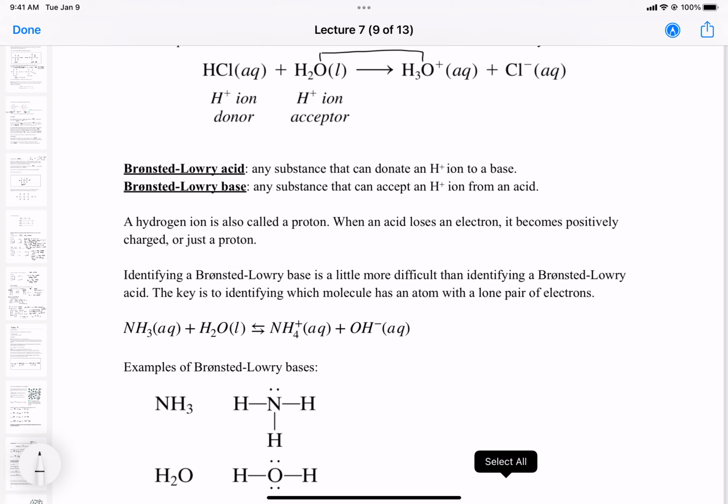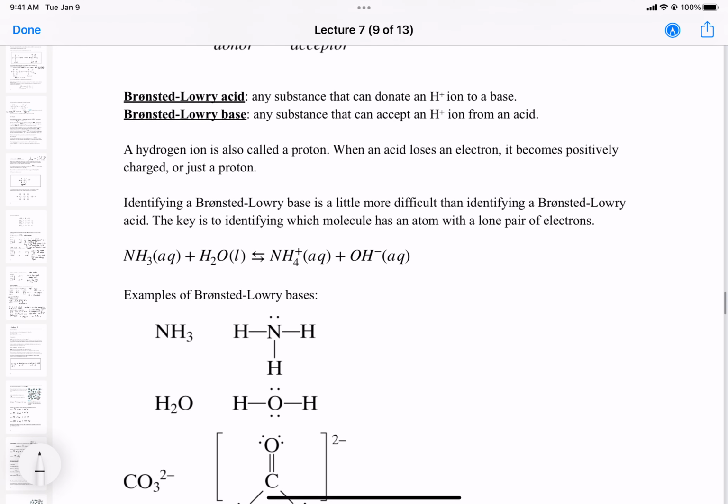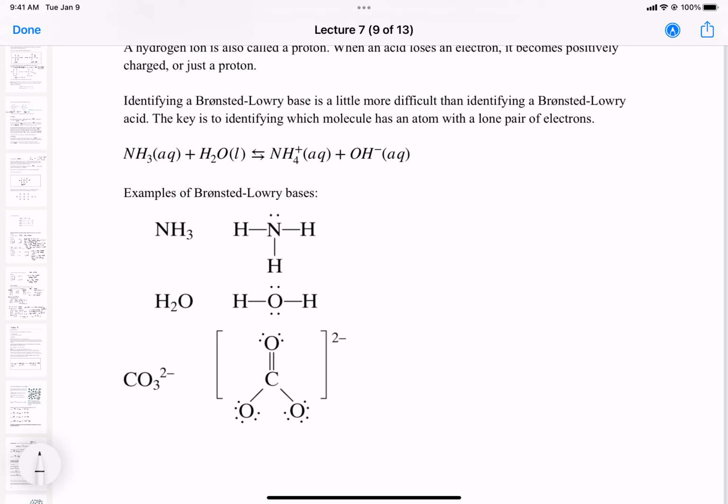Okay. So when we identify a Brønsted-Lowry base, it's a little more difficult than a Brønsted-Lowry acid. The key is to identify which molecule has an atom with a lone pair of electrons. So in this reaction, for example, ammonia will donate its pair of electrons to water to form ammonium ion and hydroxide ion from the water molecule. Here are some examples of atoms with lone pairs, and they are Brønsted-Lowry bases: ammonia, water, and carbonate ion. Those can act as Brønsted-Lowry bases because they have an atom that has a lone pair of electrons.